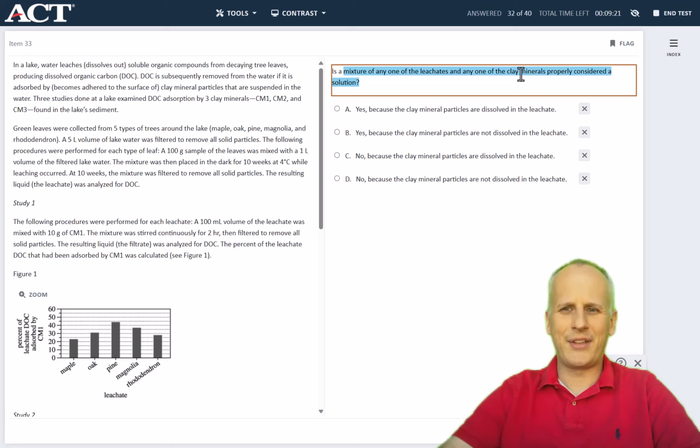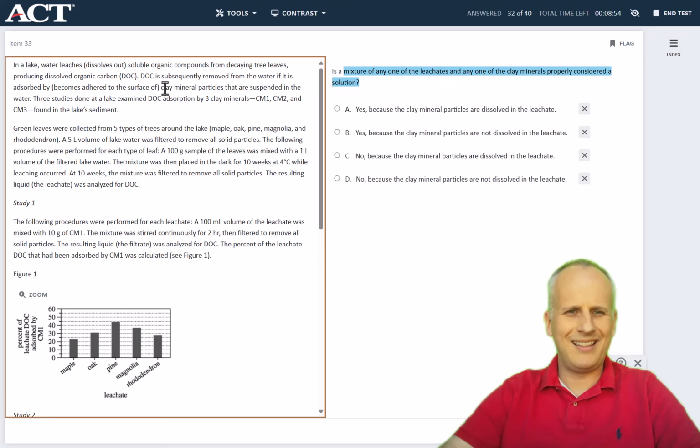So we've got to read about the clay minerals. And if we just read the opening paragraph, it says, in a lake, water leaches out, dissolves out soluble organic compounds from decaying tree leaves, producing dissolved organic carbon, DOC. Oh, we finally learned what DOC is after all those earlier questions we didn't really care. DOC is subsequently removed from the water if it is absorbed by, it becomes adhered to the surface of clay mineral particles that are suspended in the water. Oh, the clay mineral particles are suspended. That means that they don't ever actually dissolve.